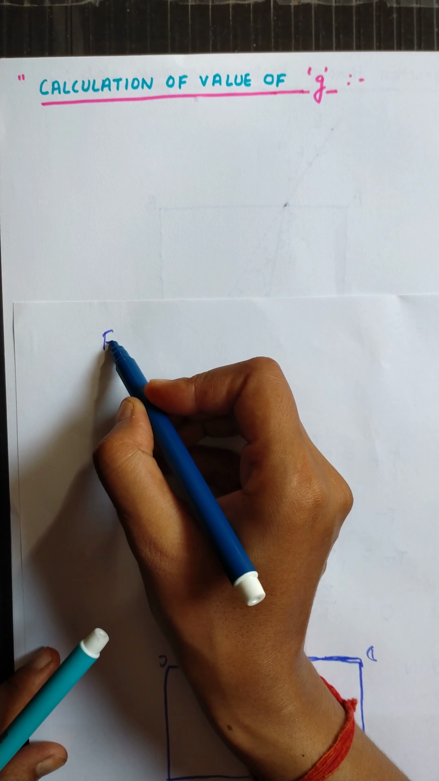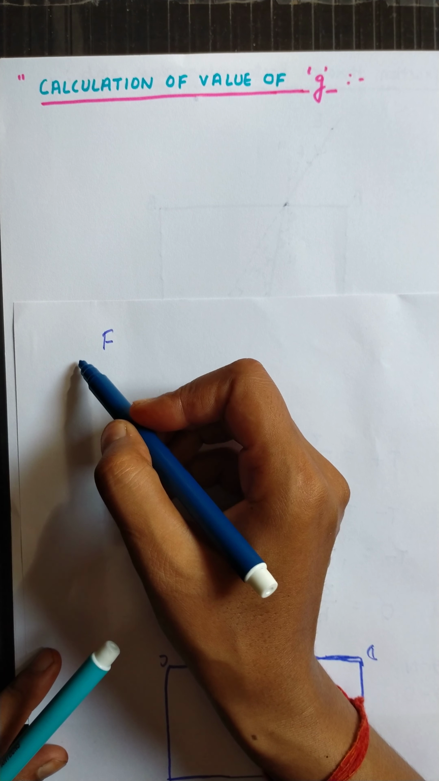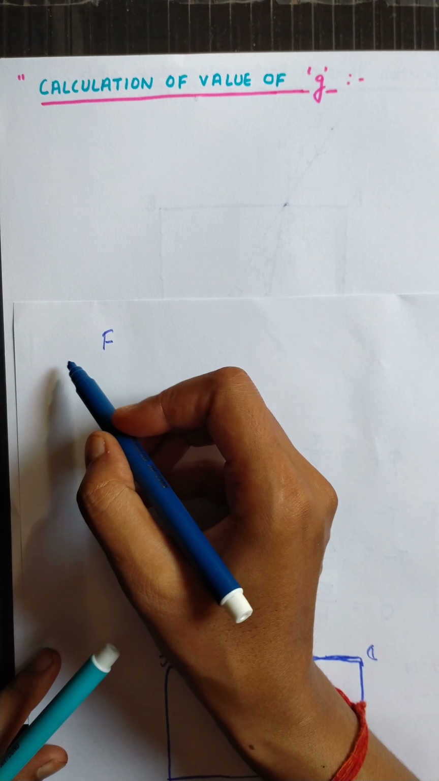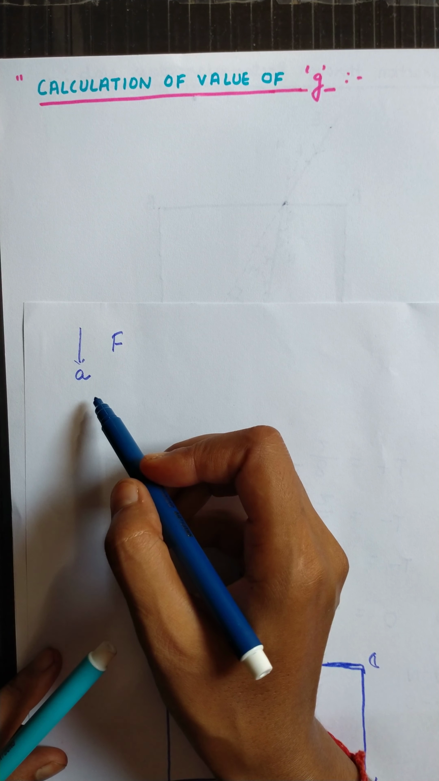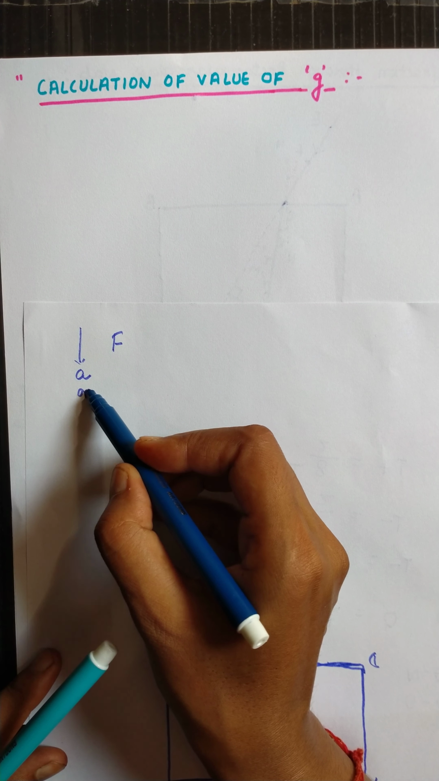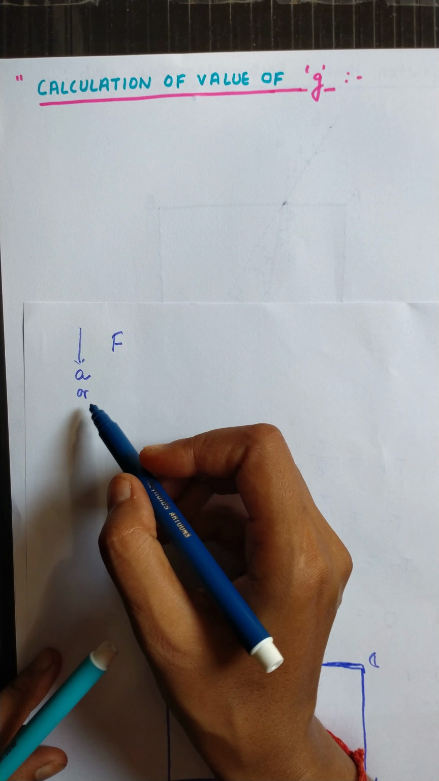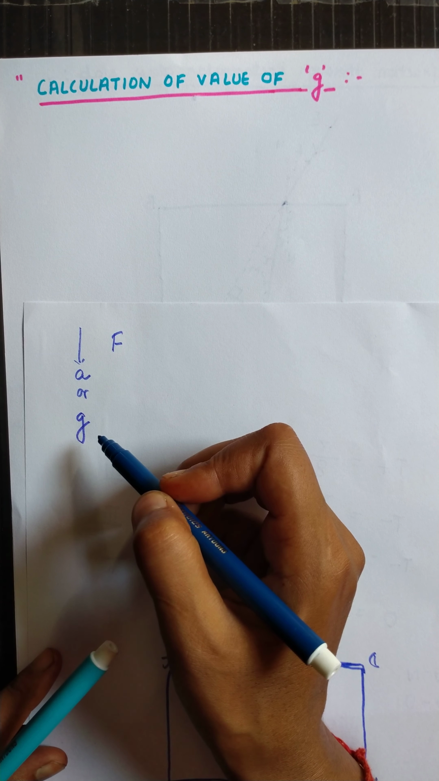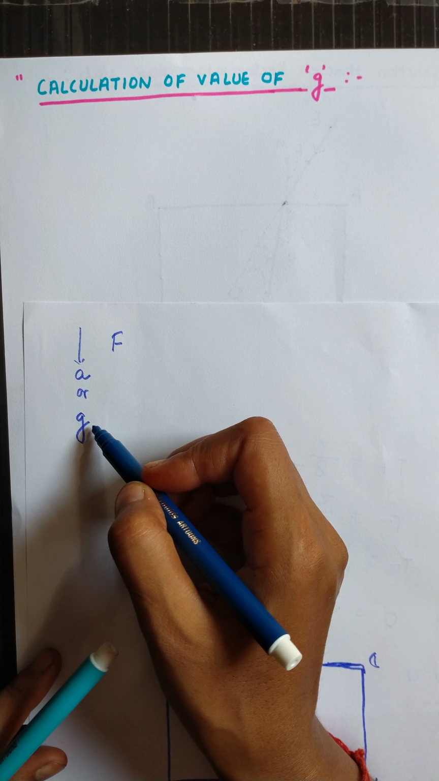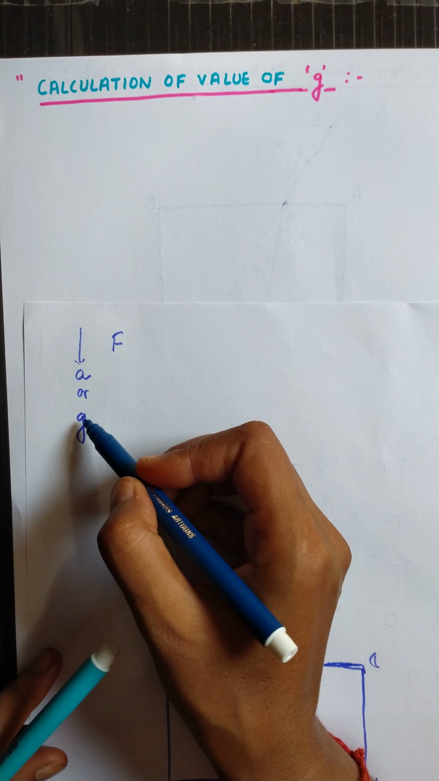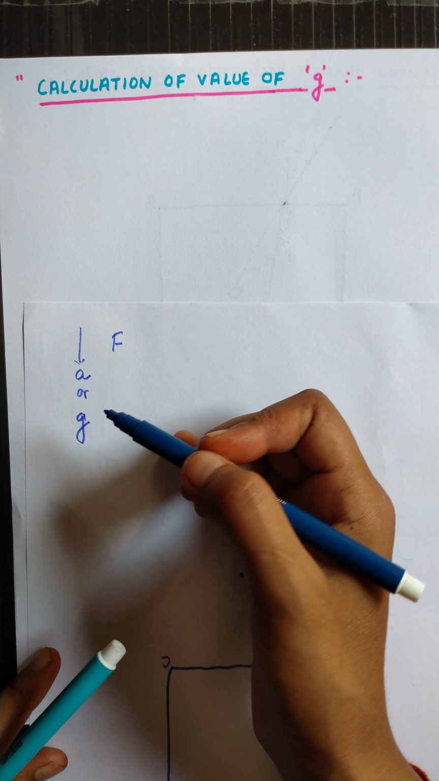Since you know that the object is during free fall, the object is moving downward with some acceleration, but that acceleration is due to the gravitational force. That's why we can represent the acceleration due to gravitational force as a small g. We can represent this small a in the form of a small g symbol, so it will be equal to the gravitational acceleration.